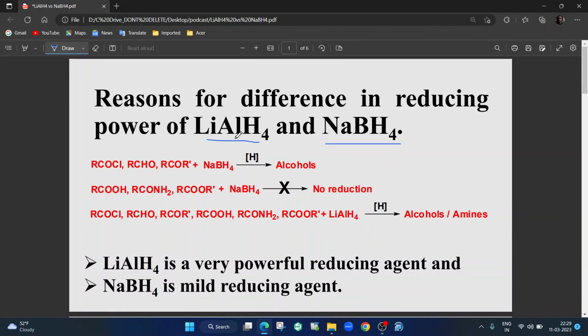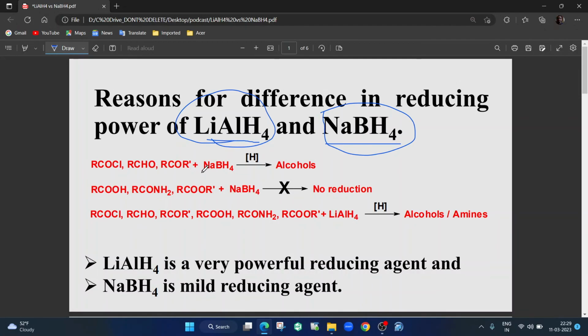We all know that lithium aluminium hydride is a very powerful reducing agent, whereas sodium borohydride is a very mild reducing agent. Sodium borohydride you would have seen we use in methanol, we use in water. It's so simple, you can keep it in your hand. It's a very mild reducing agent. But LiAlH4 is very powerful, very reactive. You have to open the bottle in a nitrogen atmosphere and use it immediately.